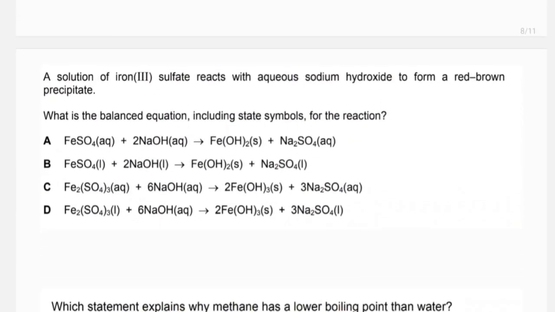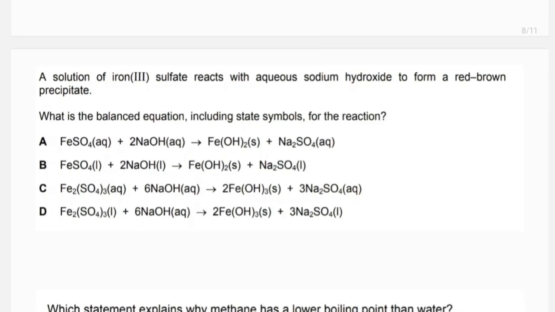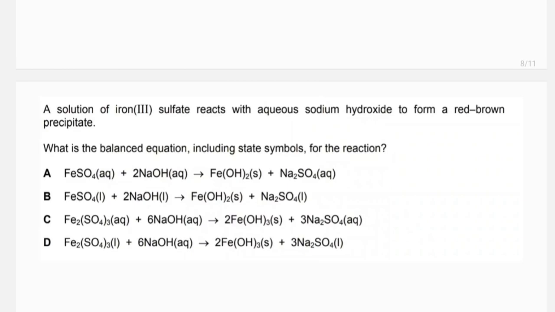A solution of iron sulfate reacts with aqueous sodium hydroxide to form a red-brown precipitate. What is the balanced equation including the state symbols for this reaction? All right, so they mention a solution of iron trisulfate, so it has to be aqueous. So we can rule out B, which is liquid, and D, which is again liquid, right? Now that's aqueous. Sodium hydroxide is of course aqueous, it's mentioned here, and it forms a precipitate. A precipitate is a solid. So in both cases it is a solid.